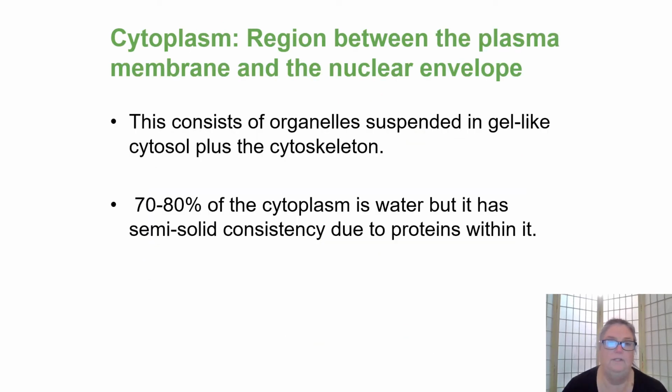All right, so the cytoplasm is the region between the plasma membrane and the nuclear envelope. And that is both the gel-like cytosol and the cytoskeleton and the organelles, right? So cytoplasm is all the stuff between the plasma membrane and the nuclear envelope. The cytosol is the aqueous portion of the cytoplasm. 70 to 80% of the cytoplasm is water, has a semi-solid consistency due to the proteins within it. We can think of it as sort of a loose gel.